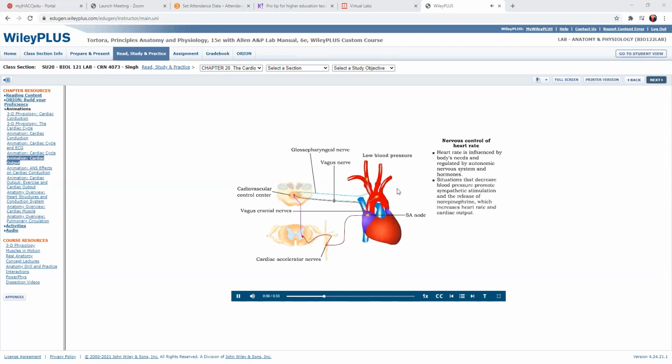A decrease in blood pressure promotes sympathetic stimulation, the release of norepinephrine, and thus an increase in heart rate and cardiac output. An increase in blood pressure promotes parasympathetic stimulation, the release of acetylcholine, resulting in a decrease in heart rate and cardiac output.